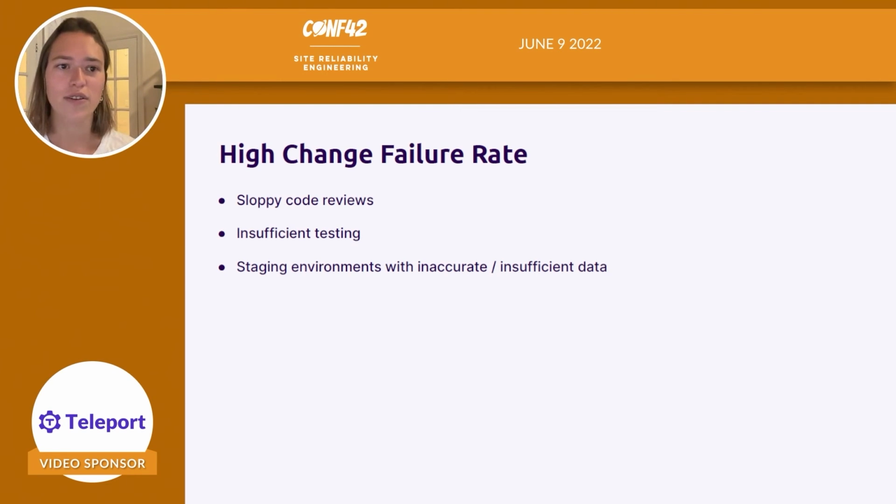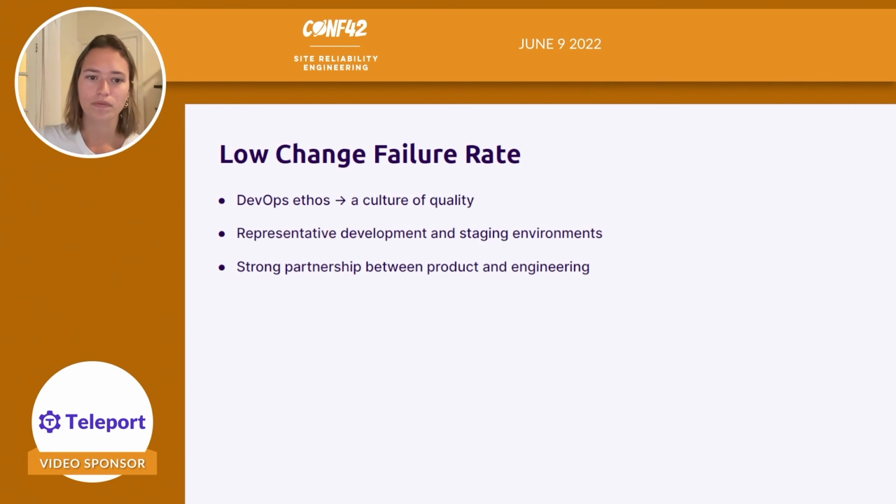So a high change failure rate can be the cause of sloppy code reviews. Maybe people are just looking at the code but not thinking about all the use cases, actually testing it out. Again, insufficient testing, whether it's unit tests, integration tests, end-to-end tests, and then having staging environments with insufficient test data. So if your staging environment doesn't reflect the data that customers are using, at the end of the day, it may not be a good representation of testing your changes before actually rolling them out.